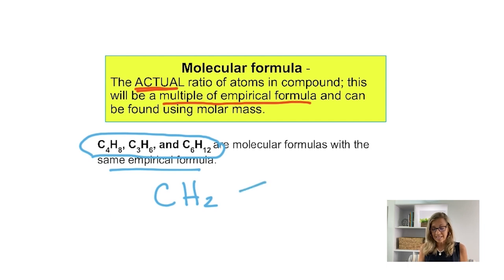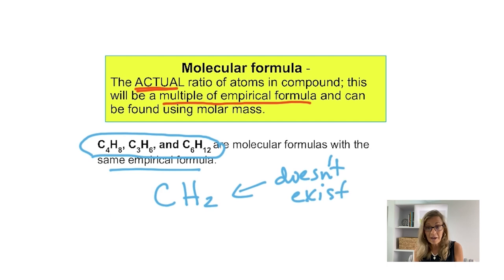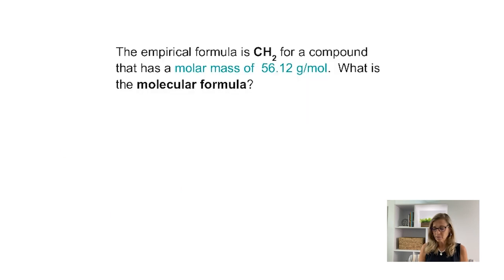CH2. Guess what? CH2 doesn't exist. You know why? It's not stable. These formulas are true, real molecular formulas that do exist. But if you broke them down to empirical formula, you would get CH2 for all 3. So I want to do another question for you and just let you think about the difference in empirical and molecular formulas. So let's look at this question.